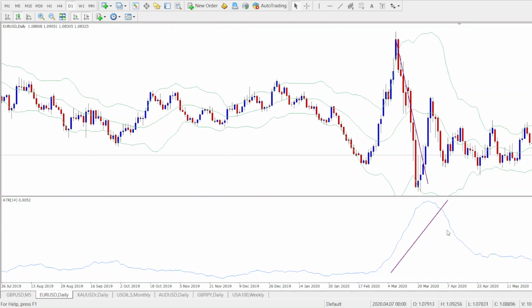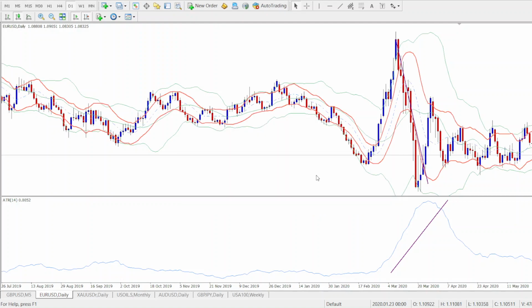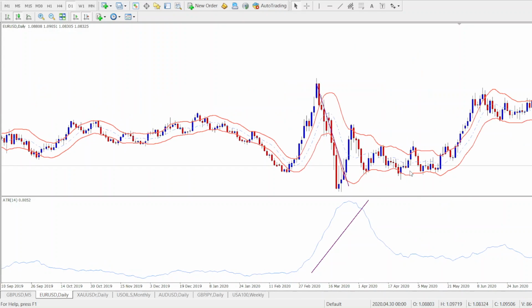Now let's talk about another favorite, the Keltner Channels. I'm just going to be adding the Keltner Channels to the chart, and here we go. I'm going to remove the Bollinger Bands so we can see the Keltner channel properly. The Keltner channel works similarly to Bollinger Bands, but uses the average true range to adjust the channels.